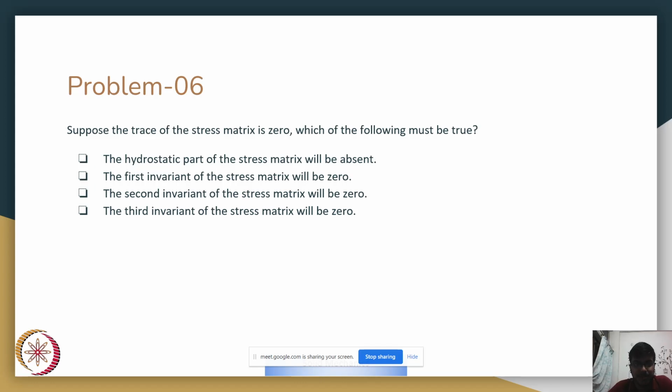Okay, the sixth problem. Suppose the trace of a stress matrix is 0. Then which of the following must be true? Can anyone say which of these do you think are true?